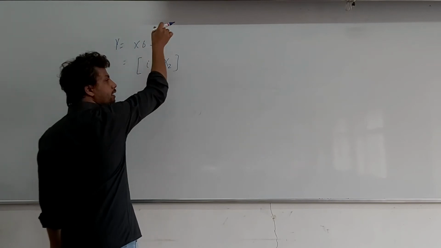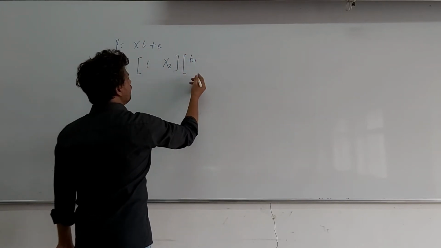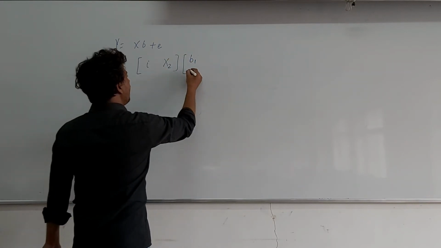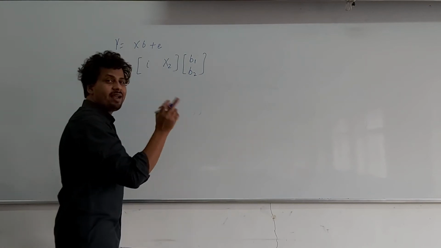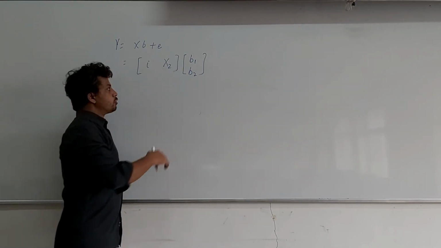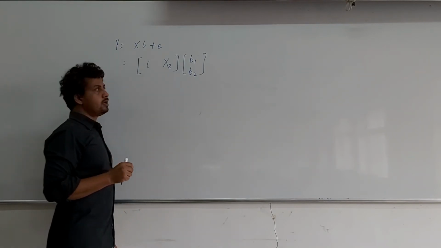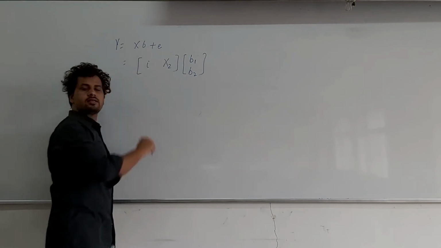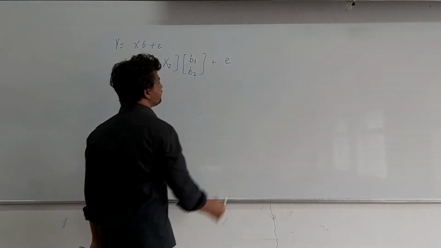Similarly, I can also divide b. So let me write it as b1 for the intercept term and b2, again a vector, for all such k minus 1 explanatory variable coefficients. So b2 is a vector consisting of k minus 1 elements, and b1 is for this term, right? And e, I can simply write as vector e.